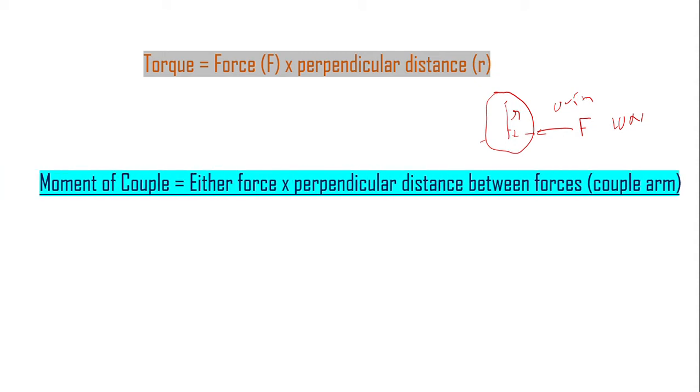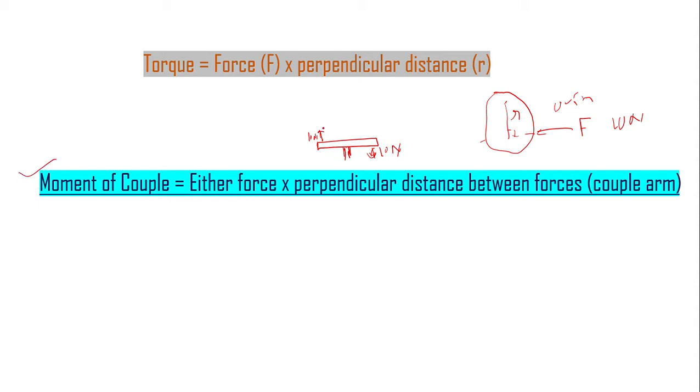Second, the moment of couple, which is force into the perpendicular distance between the forces. For example, a tap is there, and the force required to open a tap. There would be two forces in opposite direction. If you are applying a force in this direction, the other force would be in the opposite direction, of equal magnitude. If this is 10 Newton, this will also be 10 Newton. In that case, we can apply this formula where two forces are acting in opposite direction.